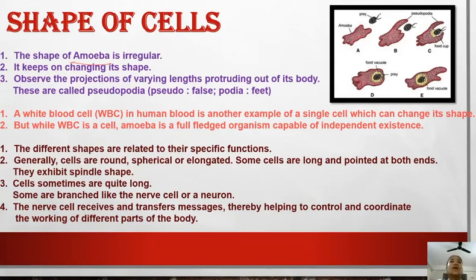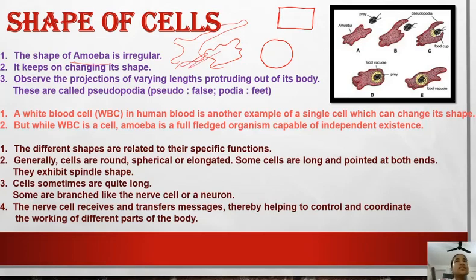I hope you can see. The shape of amoeba is irregular. Irregular in the sense that it's not completely in a fixed shape. Somewhere it's small, somewhere it's big, and so on. It keeps on changing its shape. How? Observe the projections of varying lengths protruding out of its body. These are called pseudopodia. Pseudo means false and podia means feet.